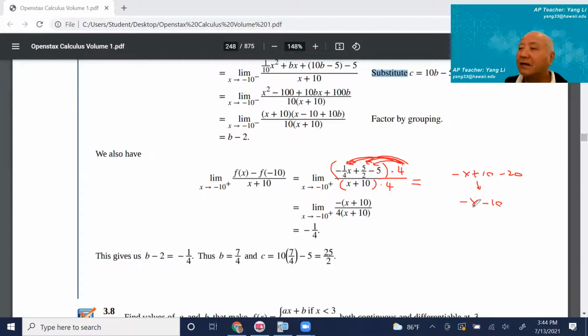You can factor the negative out. You're going to have x plus 10 like this. The bottom one, just this one, which is 4 times x plus 10. Cancel. So when x approaches -10, doesn't matter, just negative 1/4.